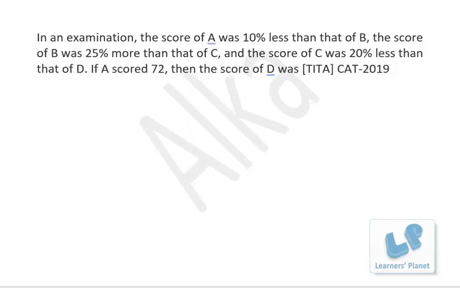Now let's see this problem once again from the CAT 2019 paper. In an examination, the score of A was 10% less than that of B. That means the score of A was 90% of B. So I assume this to be 90, this to be 100. The score of B was 25% more than C, right? So 100 is 25% more, that means 125%, so 5 by 4 of C. So C will be 80.